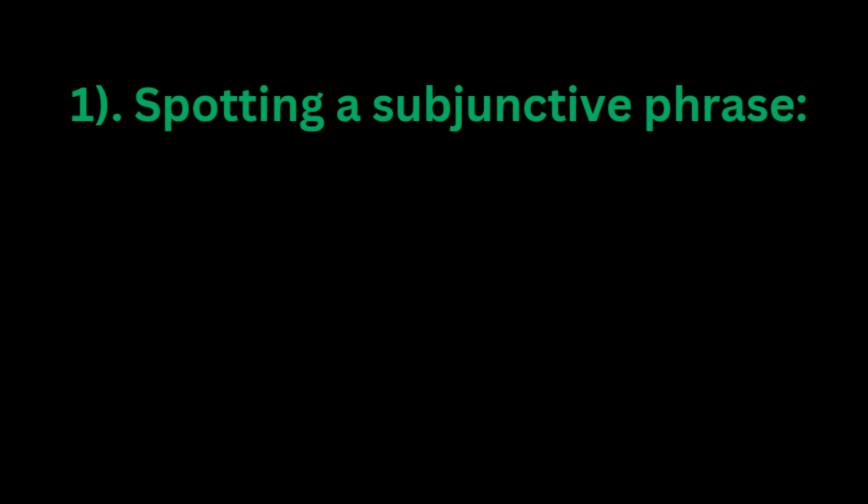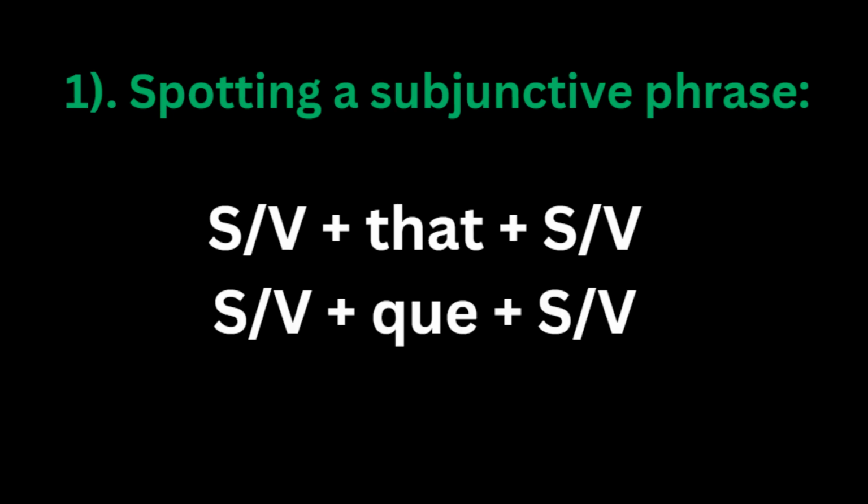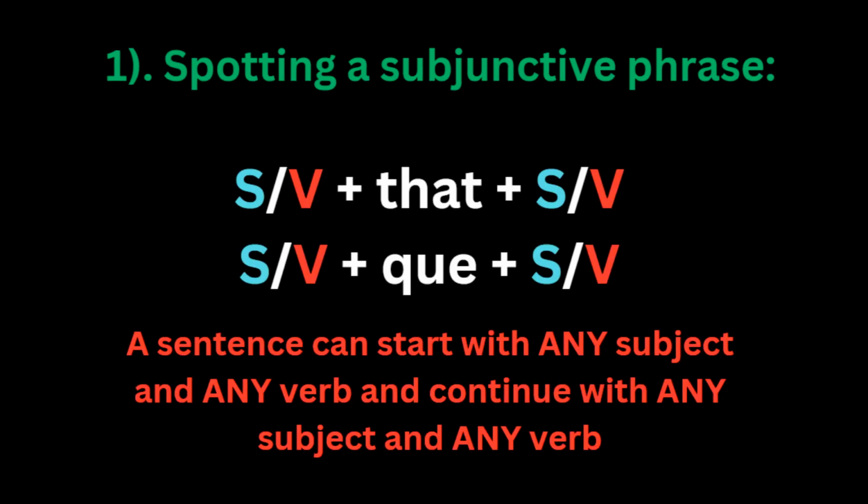The easiest way to spot a subjunctive sentence is through this construction: subject verb plus that plus subject verb. In Spanish, the phrase will be subject verb plus que plus subject verb. This is the type of phrase that you will see all the time, which activates the subjunctive, meaning that a sentence can start with any subject and any verb and continue with any subject and any verb aside from vosotros. However, this is where we need to pay close attention to the details in order to fully understand what activates the subjunctive and what doesn't.